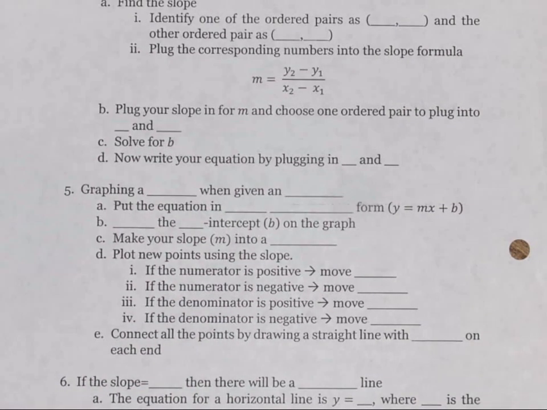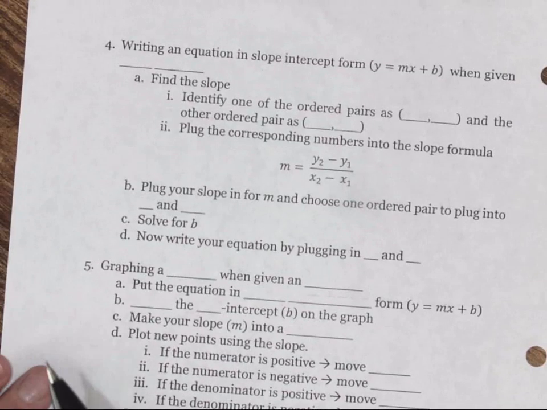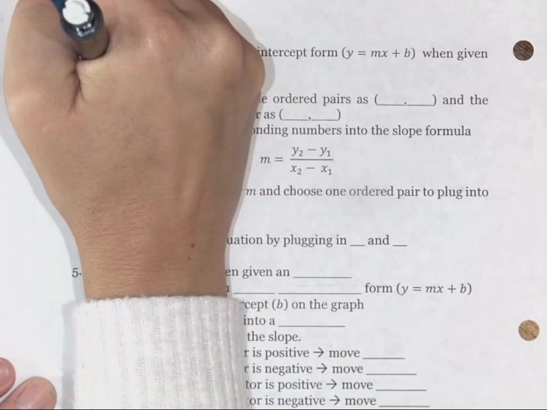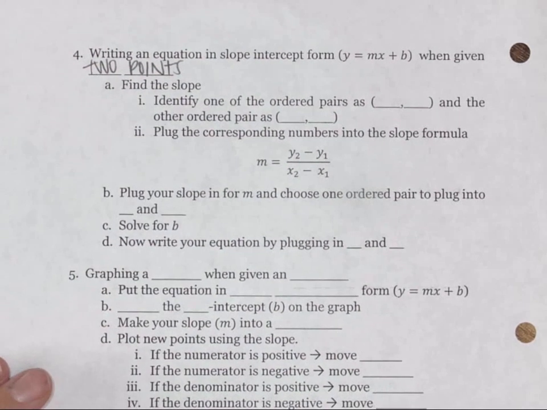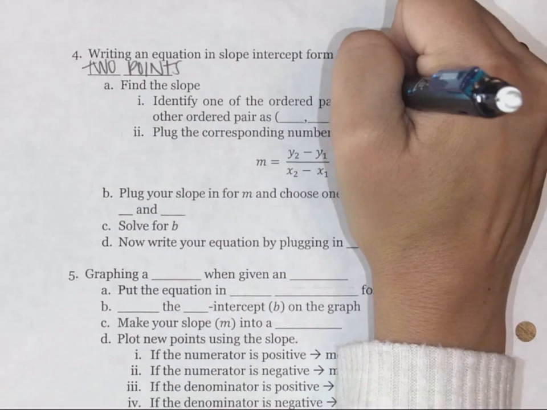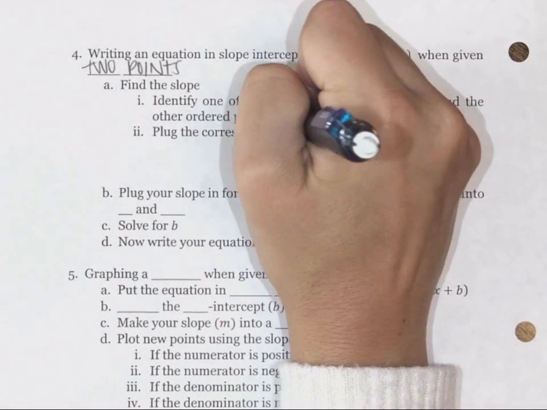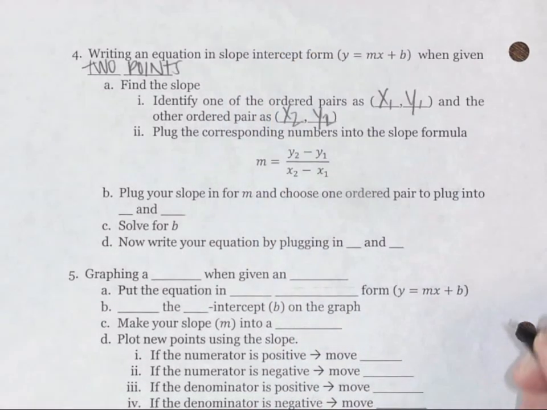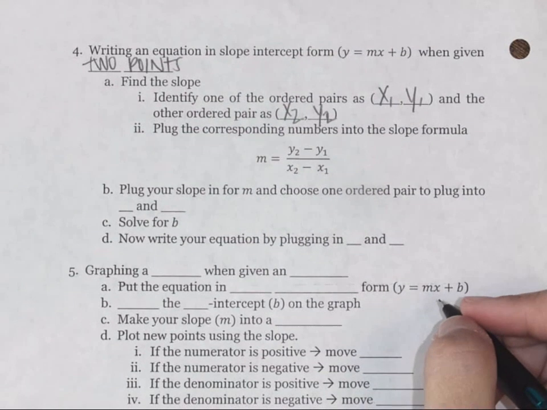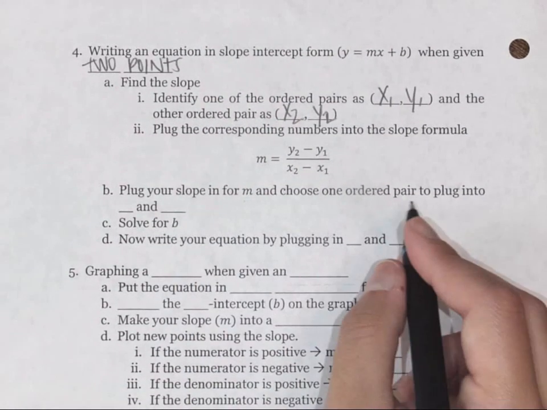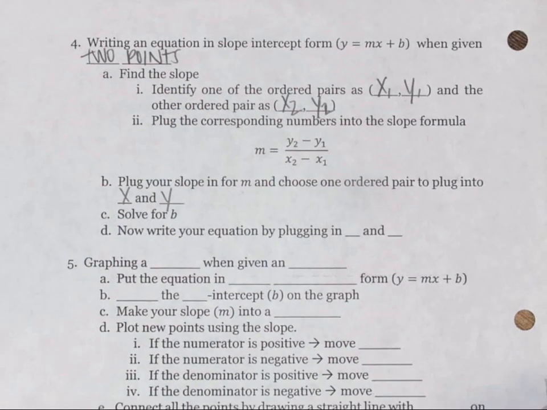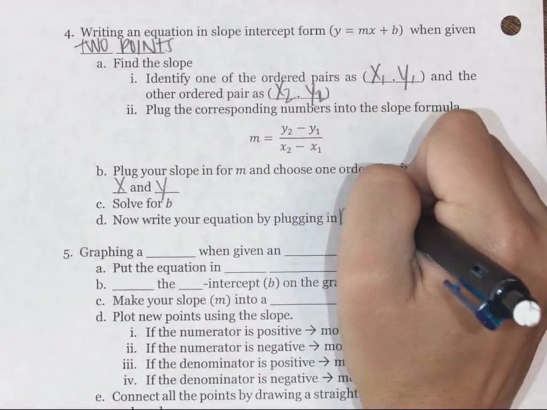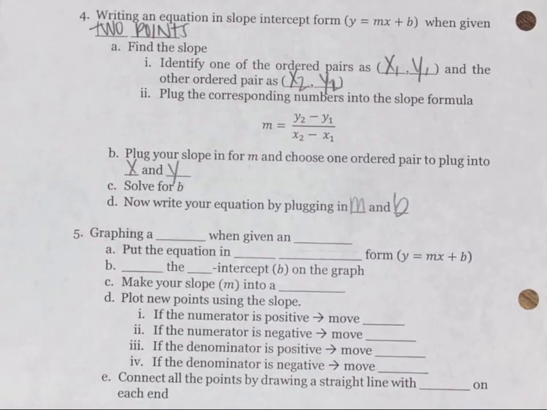All right, now to write an equation in slope-intercept form when given 2 points. So this is back to how we found slope on the first part, but now we're going to find the slope and write our equation, which is basically what we just did on that last one as well. So you are going to identify your two ordered pairs, label them x1, y1, x2, y2, plug them into your formula. Then you're going to plug in your slope for m and choose one of those ordered pairs to plug in for x and y. Then you're going to solve for b and then write your equation by plugging in for m and b, which is exactly what we did on that last one.